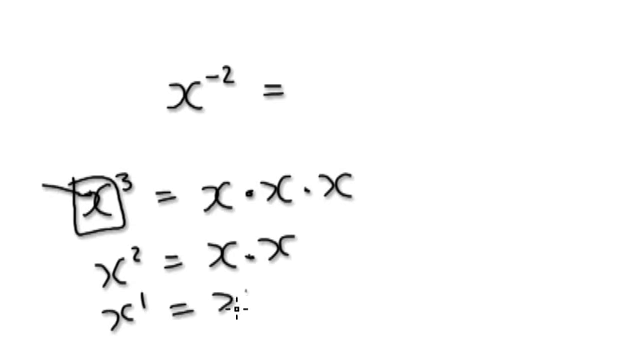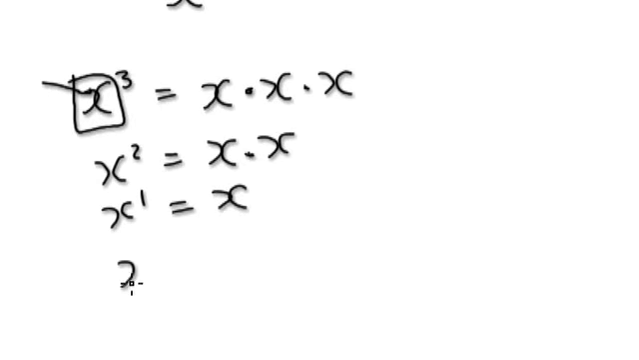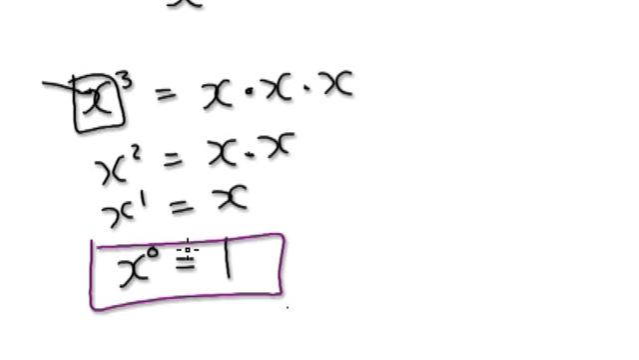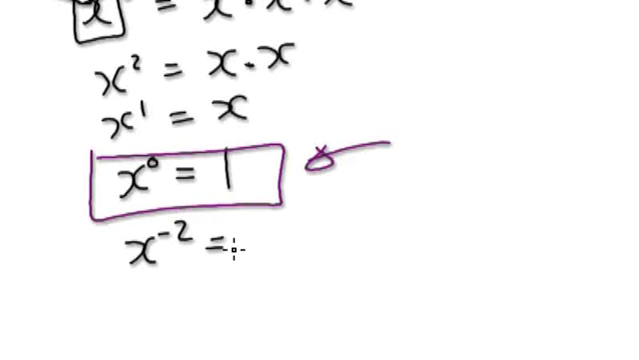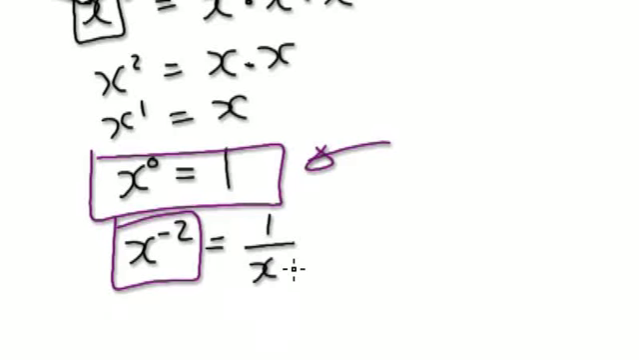x to the power of 1 is just x, and in the previous video, x to the power of 0, remember, I told you just to accept this, is 1. Now, x to the power of minus 2. Again, there are lots of explanations on the internet, but when you see this, just visualize it as 1 over x squared.